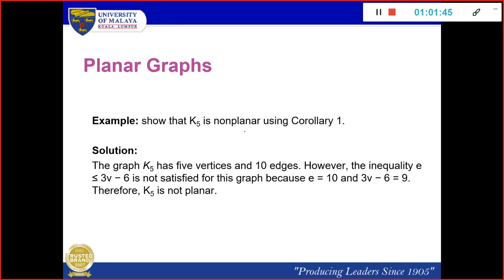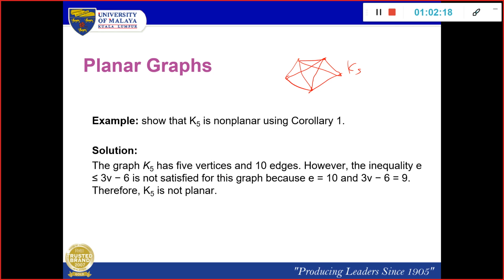So show that K5 is non-planar using corollary 1. So what is K5? 1, 2, 3, 4, and 5. This is K5. K5 has 5 vertices and 10 edges.